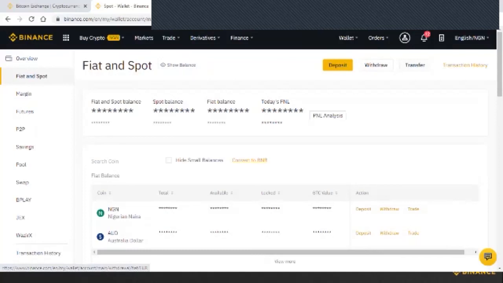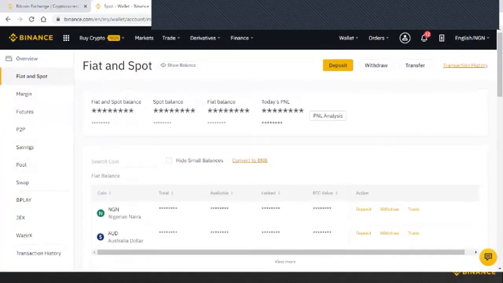Some people will be wondering what transfer is. It means you can transfer assets within your Binance account. So, for example, I want to transfer Bitcoin from my spot to my P2P, or to my futures, or to savings. You understand? I can transfer within my Binance.